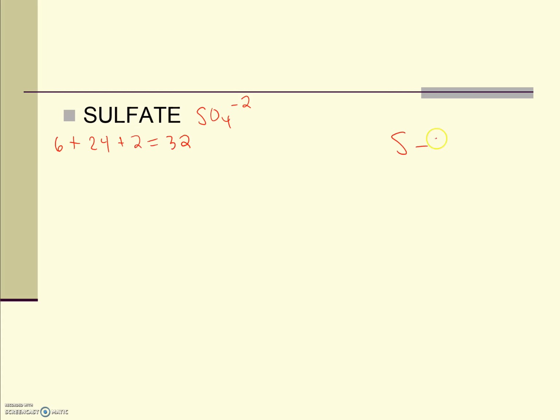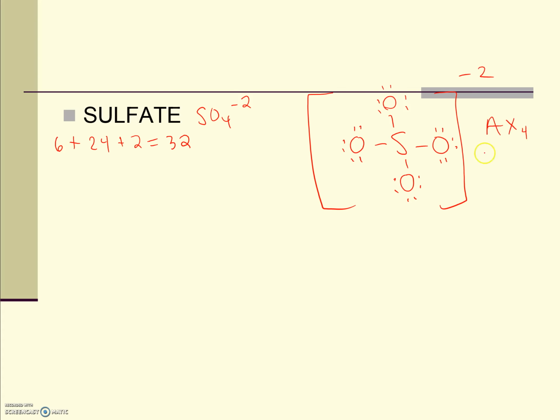Put my S in the center, oxygen, oxygen, oxygen, oxygen. 2, 4, 6, 8, 10, 12, 14, 16, 18, 20, 22, 24, 26, 28, 30, 32. Lovely. It works out perfectly. I square bracket it to indicate that it has a charge. It is AX4, and so it is tetrahedral.